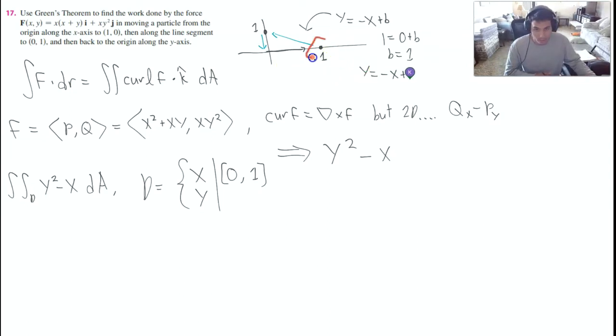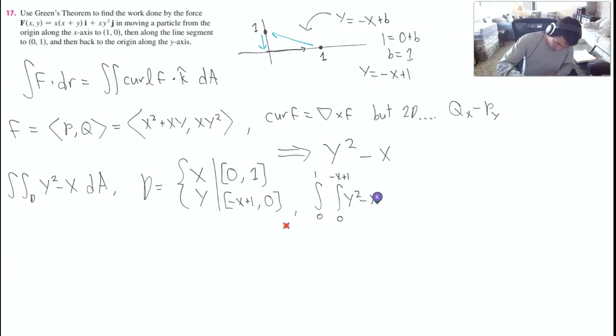And we could check it for this point. If x was 1, y is 0. Okay, that makes sense. So we could describe y as going from what? Well, it goes from negative x plus 1 to 0. It starts here and goes down to here. So specifically, our integral will be from x equals 1 to 0, and then y from negative x plus 1 to 0, of y squared minus x dy dx.